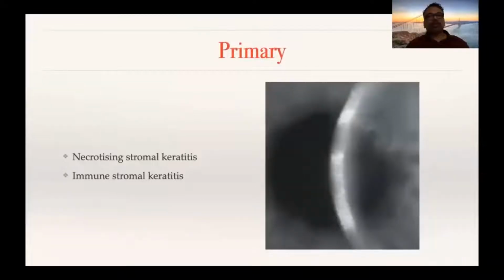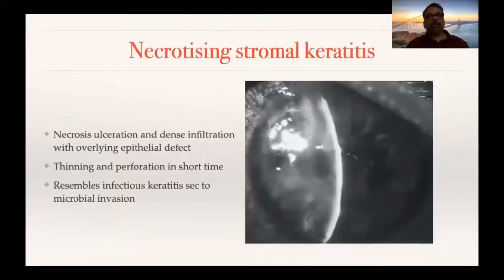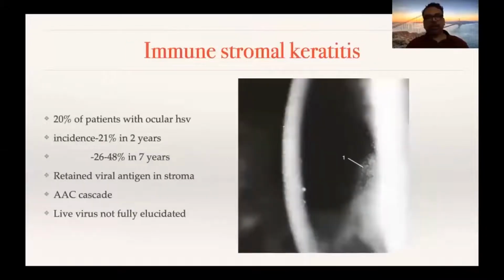Coming to stromal keratitis, it can be either necrotizing stromal keratitis or immune stromal keratitis. Necrotizing stromal keratitis is infective: HSV infection of the stroma, which causes ulceration, dense infiltration with overlying epithelial defect. It can cause thinning and perforation in a short time. It resembles infectious keratitis secondary to microbial invasion.